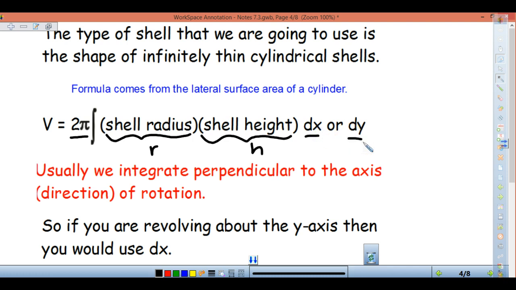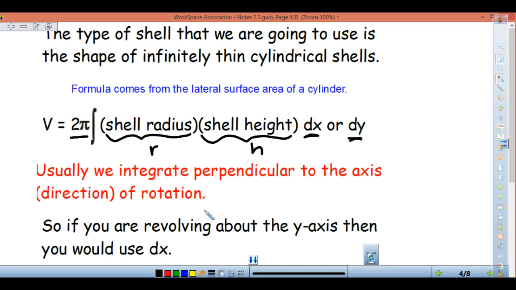Being a visual person, I like to draw in a shell and I try to picture what the thickness of that shell is. And if that thickness is an x thickness, it's a dx problem. If it's a y thickness, it's a dy problem. Some people prefer to think of it this way, that when we integrate, it's going to be perpendicular to the axis or direction of rotation.